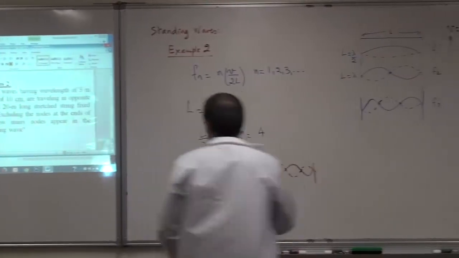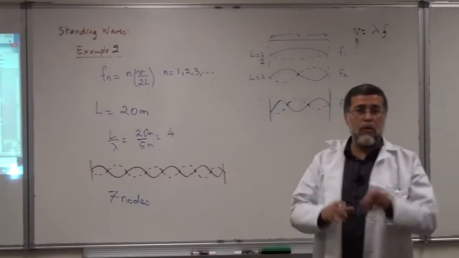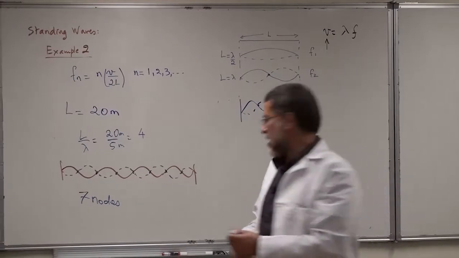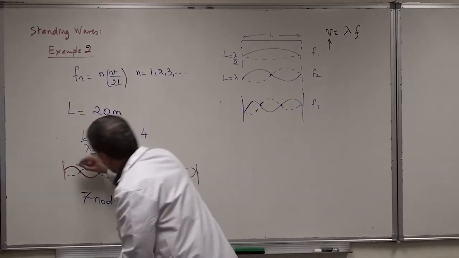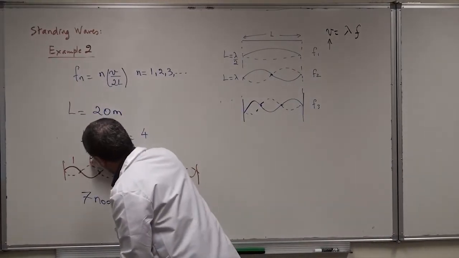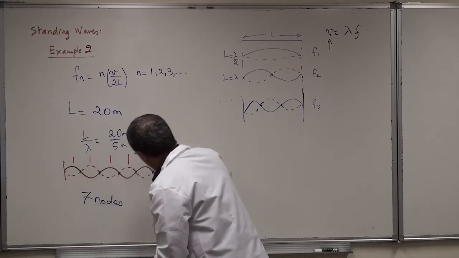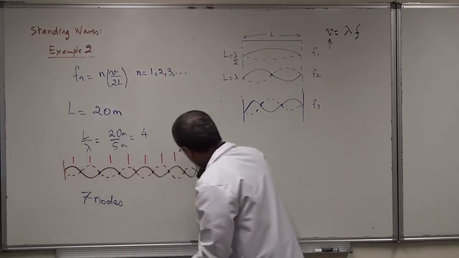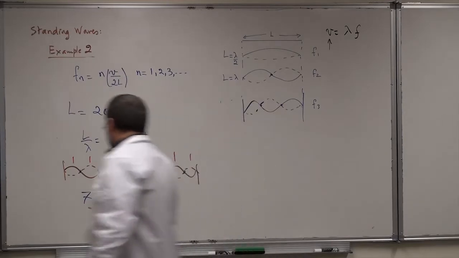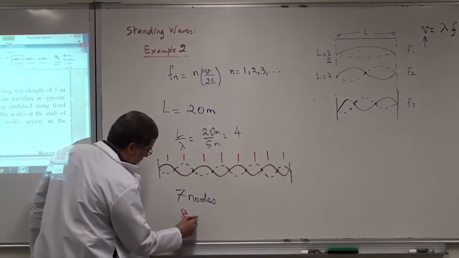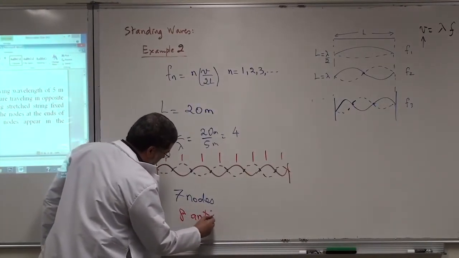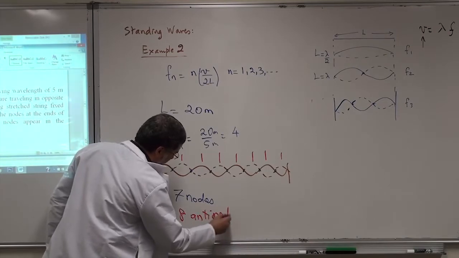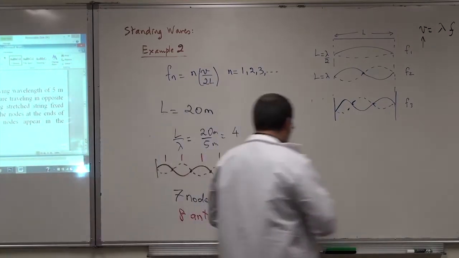And how many antinodes do I have? The number of antinodes will be the number of nodes plus 1, always like this, okay? Let's count them. I have 1 here, 2, okay, 3, 4, 5, 6, 7, and 8. So there are 8 antinodes. He did not ask about it, but if he asks, that's how you find it.